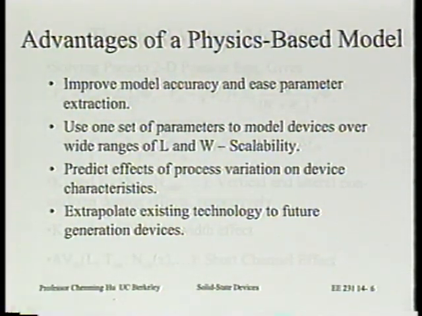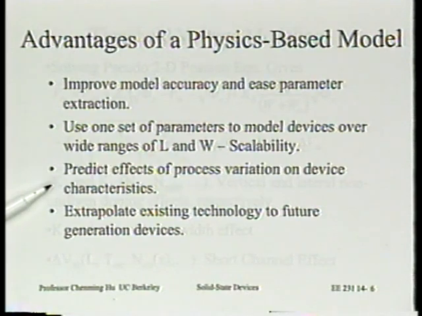Now, the good thing about having a physics-based model is it improves the model accuracy and eases the parameter extraction. You can use one set of parameters to model a device over a wide range of L and W. That's called scalability. You can predict effects of process variation on device characteristics. That's good for statistical modeling of manufacturing variation, right? And you can even try to extrapolate existing technology to future generations of device.